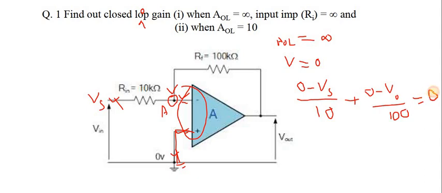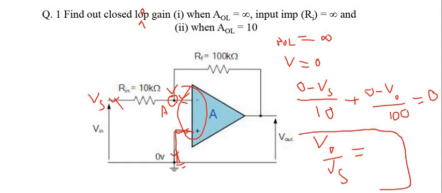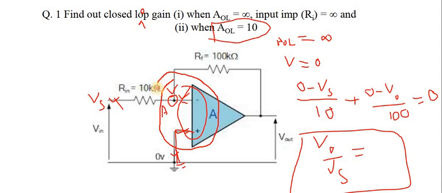So can you find out the closed loop gain? V naught by Vs, whatever you get, that will be your answer. Now the second condition is that AOL is 10. So here your op-amp is not ideal, and you cannot take these two node voltages equal. The virtual ground condition you can apply only for an ideal op-amp, not for a practical op-amp.